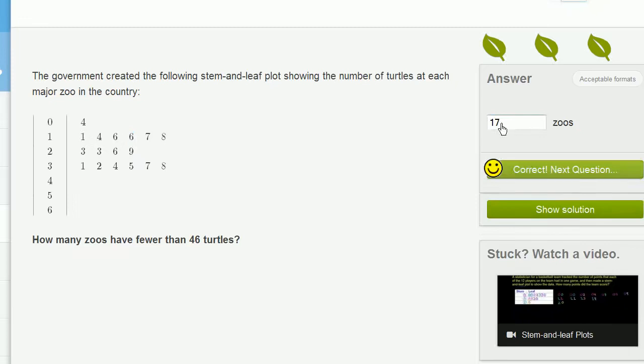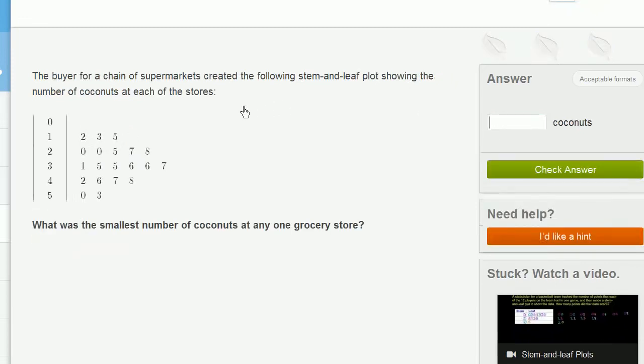Let's do another one. The buyer for a chain of supermarkets created the following stem and leaf plot showing the number of coconuts at each of the stores. What was the smallest number of coconuts at any one grocery store? So at any one grocery store, the smallest number, well, that's this one right over here. And remember, it's not 2. We have our tens place right over here. It's a 1. So this right over here represents 12 coconuts at that store. So we'll put 12 right over here.